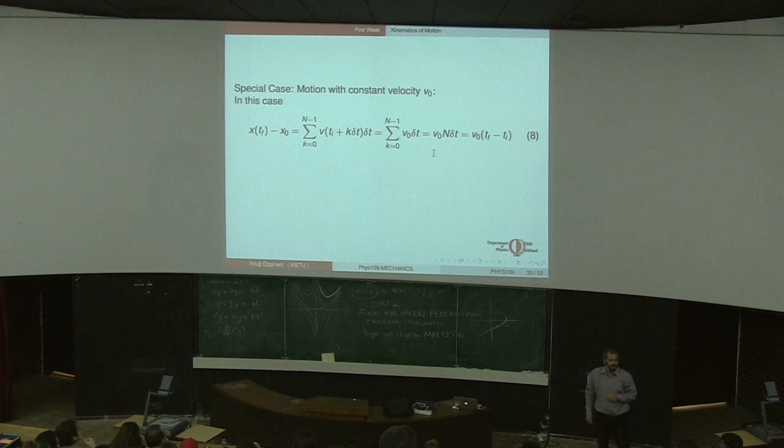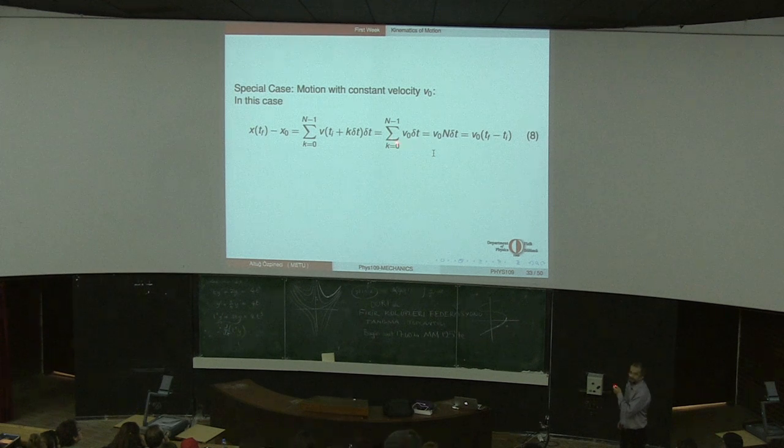Motion with constant velocity. Well, this velocity is the same, so it's just v0. If you have such a sum, a constant factor over here, I can factorize it. I can take it out of the summation. If I take it out, I will end up having the sum of delta t, from 0 to n minus 1. I have n terms over there, n terms, each one equal to delta t. So v0 times n times delta t.